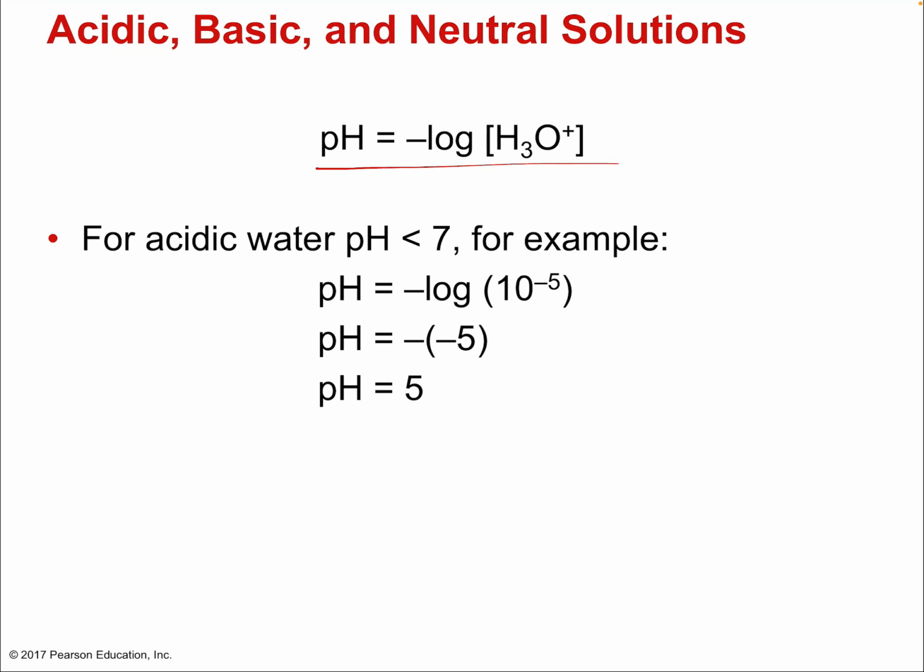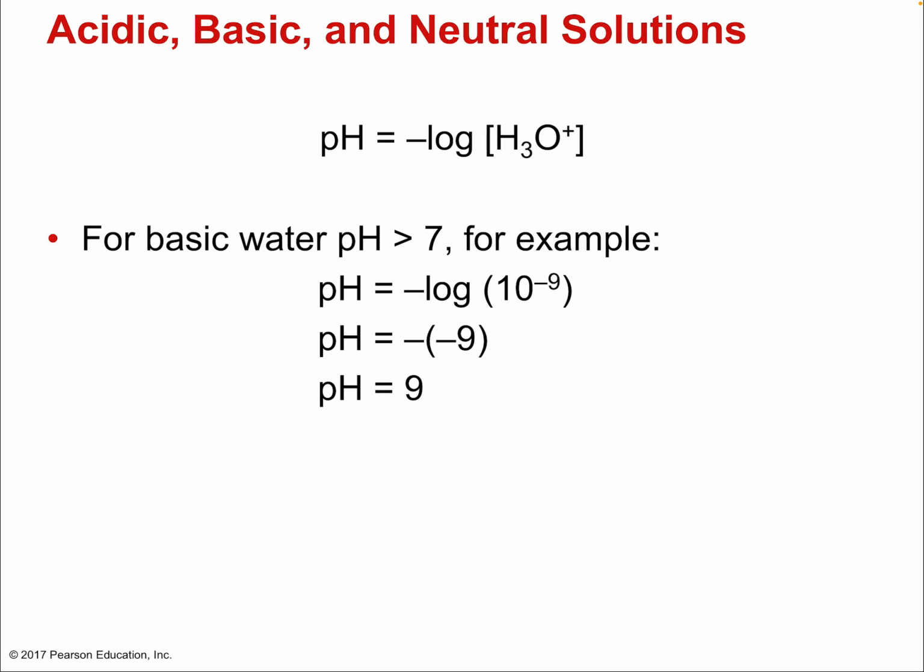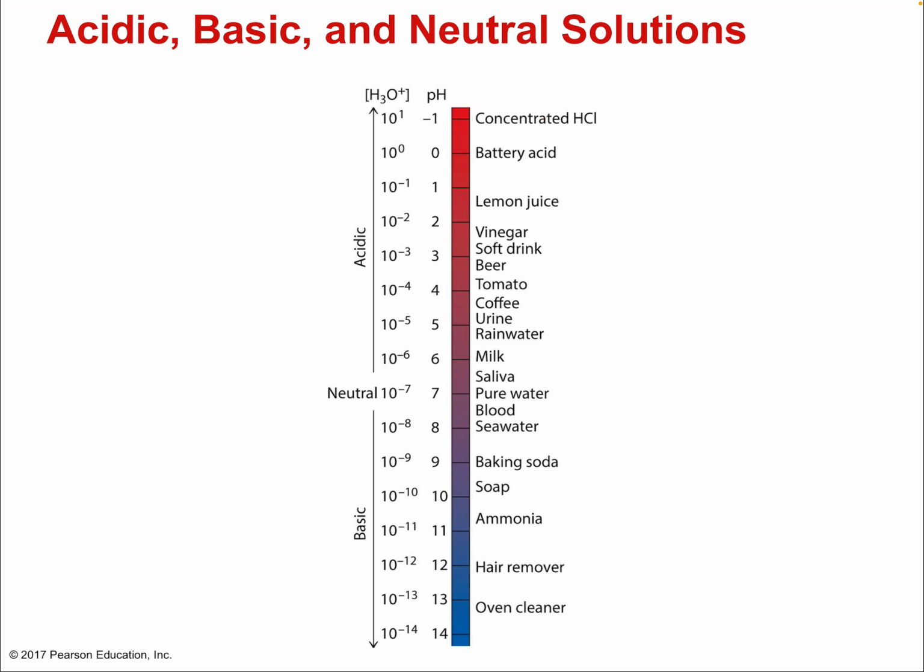So for acidic water with a pH less than 7, you might have less hydronium, and in that case, maybe you only have 10 to the negative 5. Then you take a look at that and you have a pH equal to 5. On the other hand, for basic water, you have a 10 to the negative 9 value, and you've got a pH value of 9.